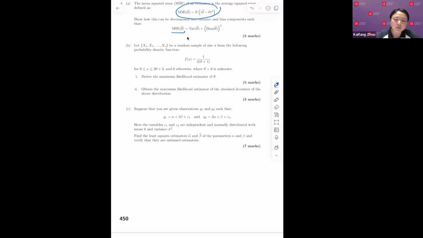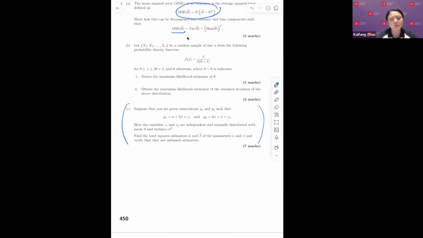One is the method of moments estimation. The next one is the maximum likelihood estimation, and then the third one is least squares estimation. So I can say the method of moments estimation and maximum likelihood estimation have a very high chance of appearing in your final exam.